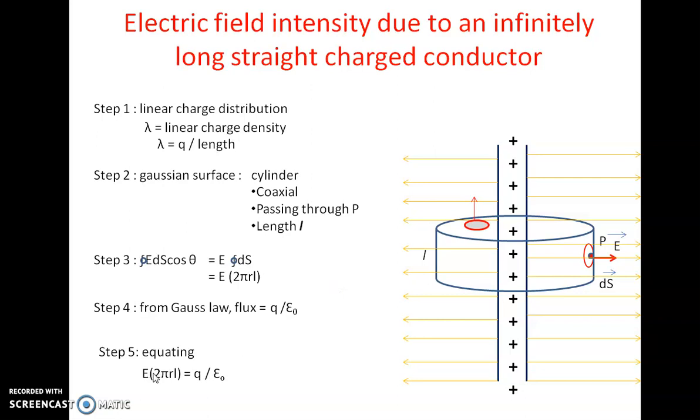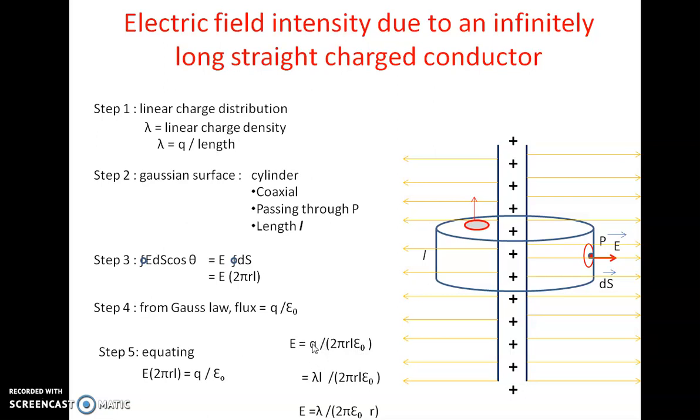Now equating the flux we get from step 3 and the flux from step 4, we get E times 2 pi RL equals Q upon epsilon naught. We have to find E, so we are going to keep E on one side and all the others on the other side. So E is equal to Q divided by 2 pi RL epsilon naught.